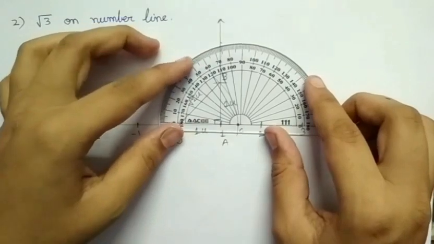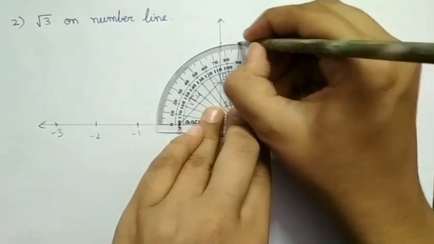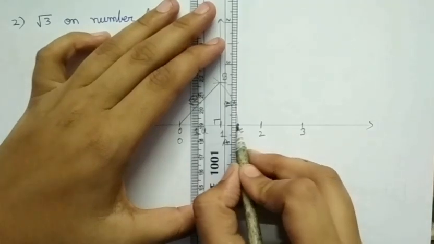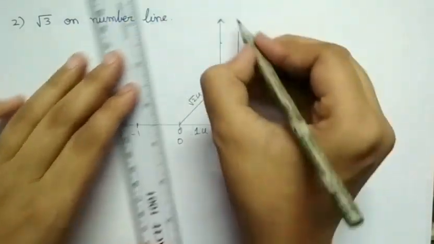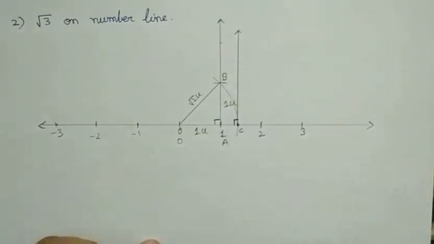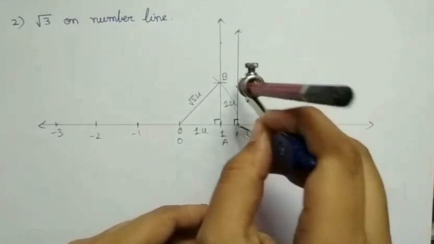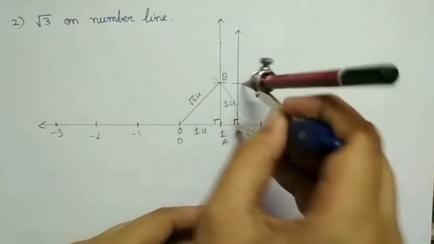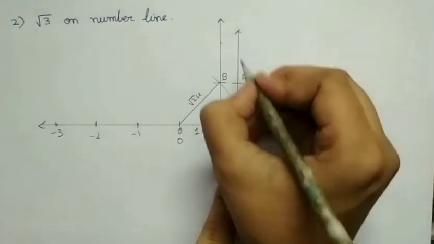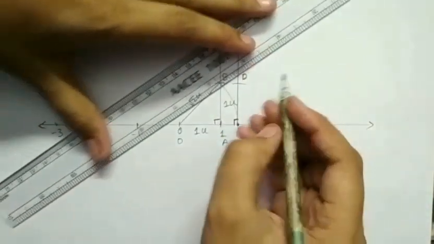Now at the point C, we'll take a perpendicular. This is 90 degrees. Now we'll take the unit distance and cut an arc on the perpendicular. We'll mark this as D. This is the point D. Now join O and D.